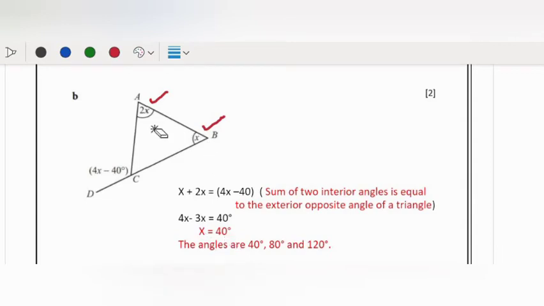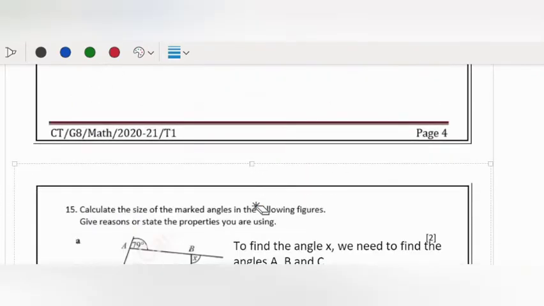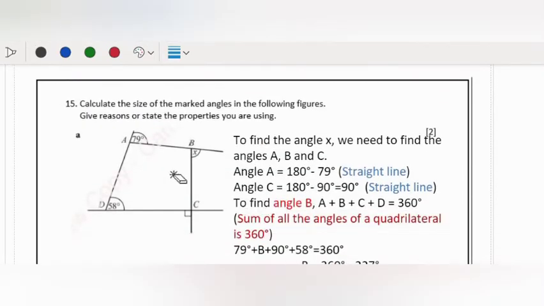So I got the angle of x, which is the unknown angle. When x is 40, 2x is going to be 80, and the exterior opposite angle, when you calculate, gives 120 degree. So you got the answer. You got the next question.